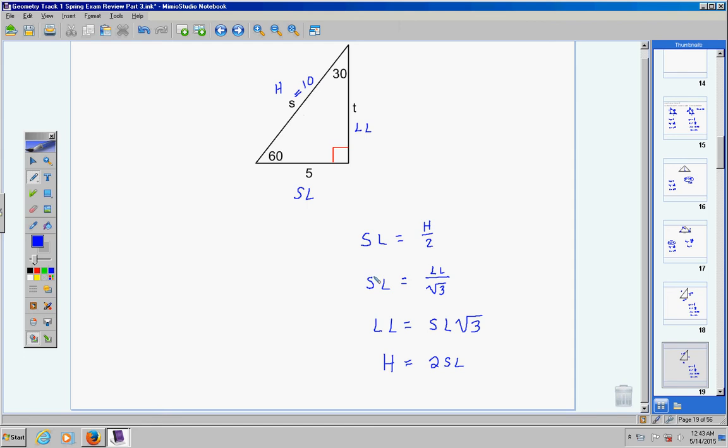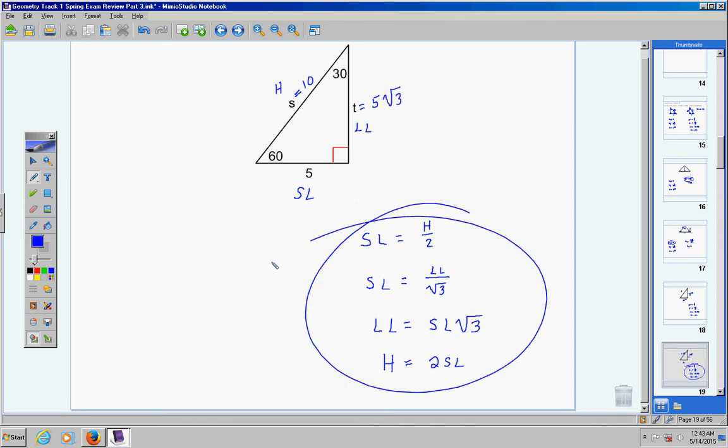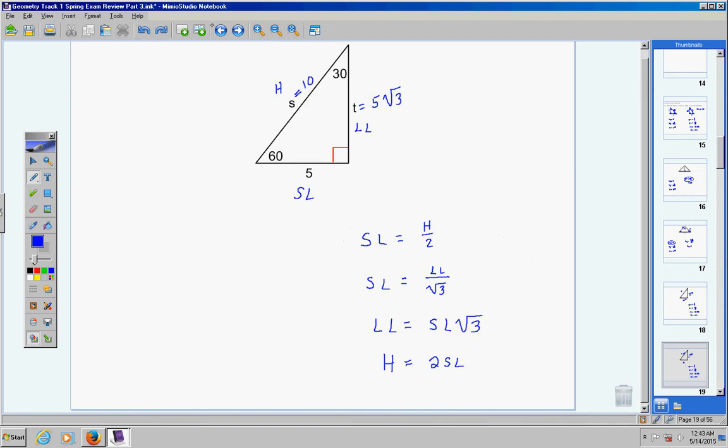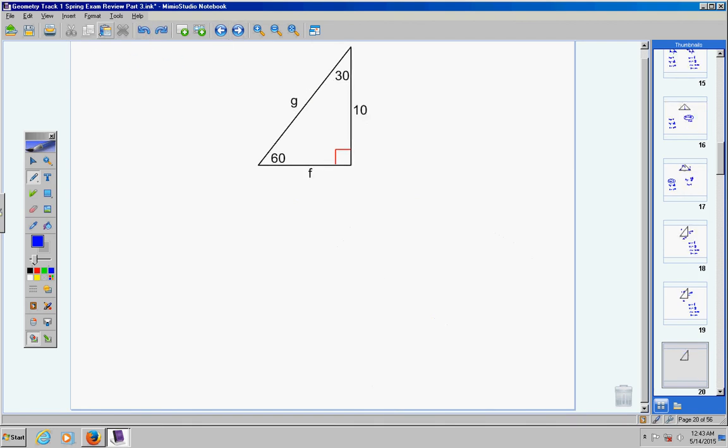Now, the longer leg is always the shorter leg times the square root of 3. The shorter leg, 5 times the square root of 3. So the longer leg would be 5 times square root of 3. And we're done. If you know these, it makes it really easy, guys. Alright, one more, then we'll move on to something else.